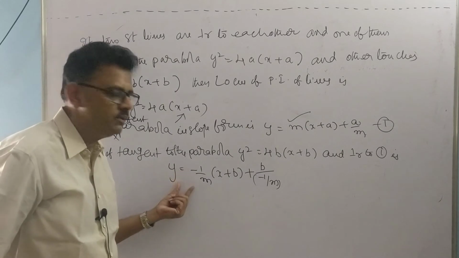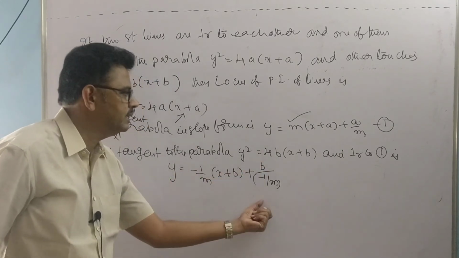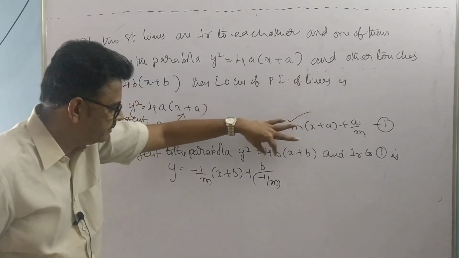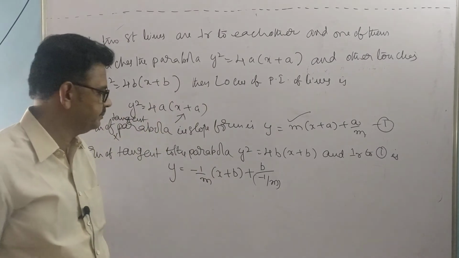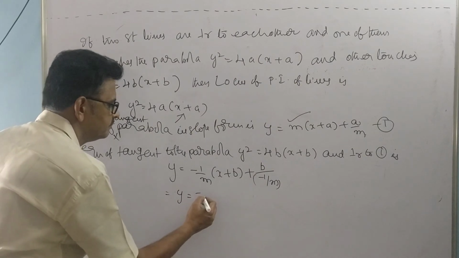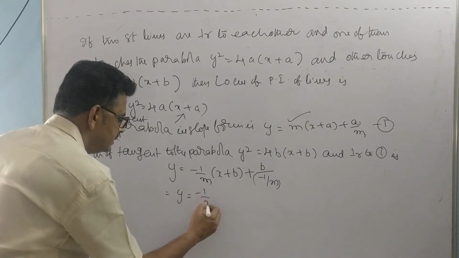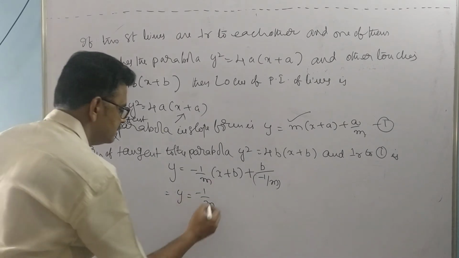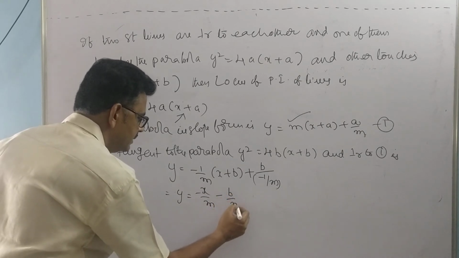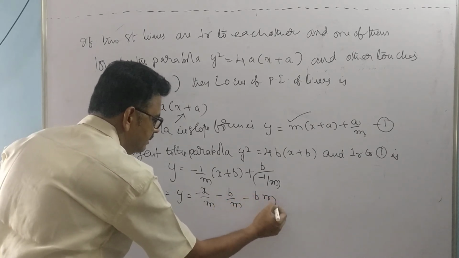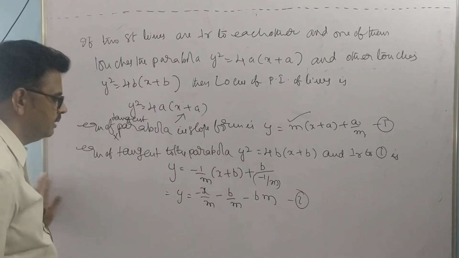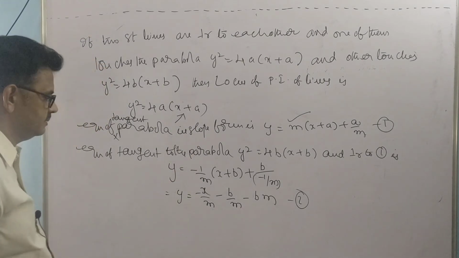In general, y equal to m into x plus a by m, but this and these are perpendicular. The slope of this line is m, the slope of this tangent is minus 1 by m. That gives y is equal to minus x by m minus bm. So this is the second one. From these two, eliminating m, that is the locus.